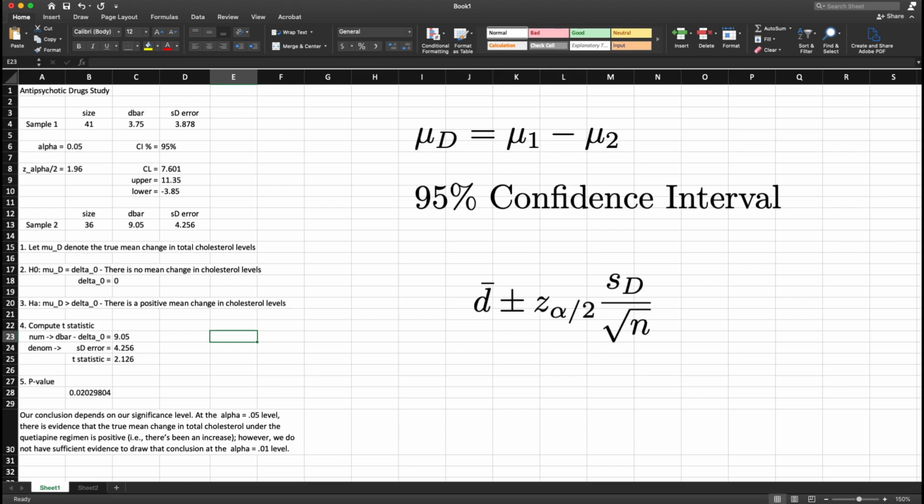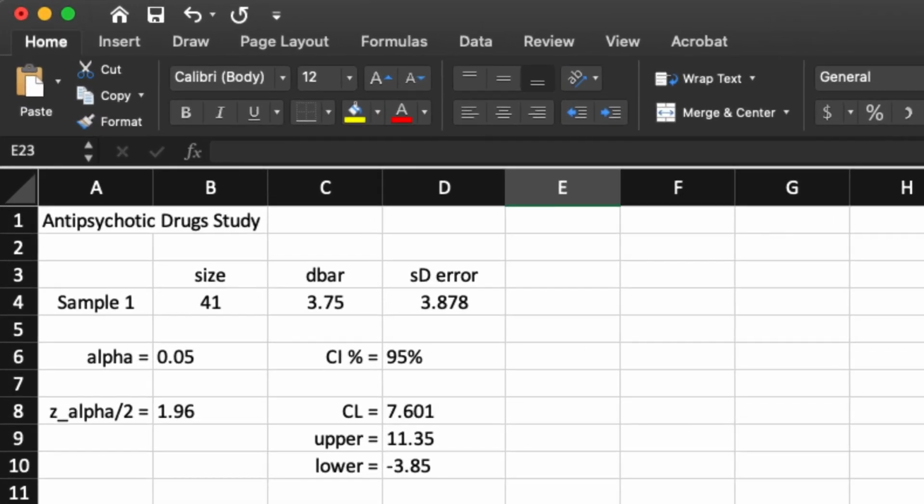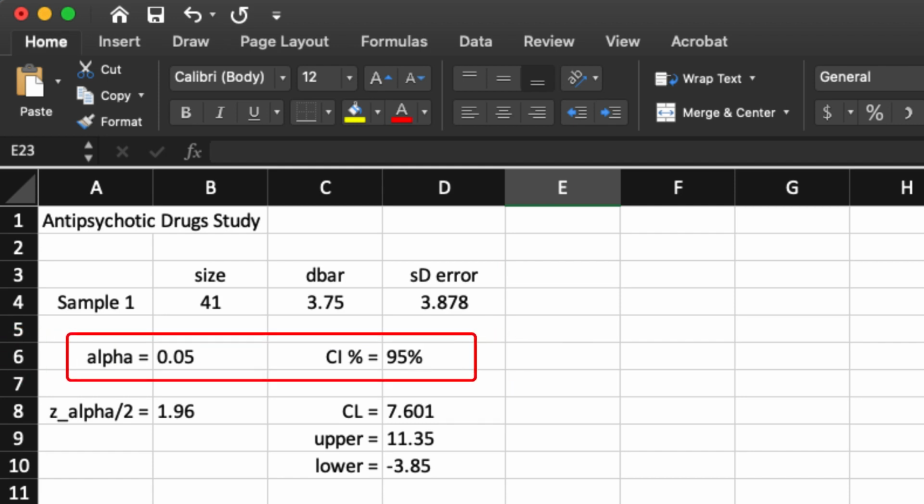So when we look here, the first thing we want to do is, this is our sample. Our size is going to be 41. I have our D bar listed here as 3.75, and then this standard error is the 3.878. So this is what we have. Now we were looking for an alpha of 0.05, which calculates to a confidence interval of 1 minus alpha percent, and that's where I get the 95% from.